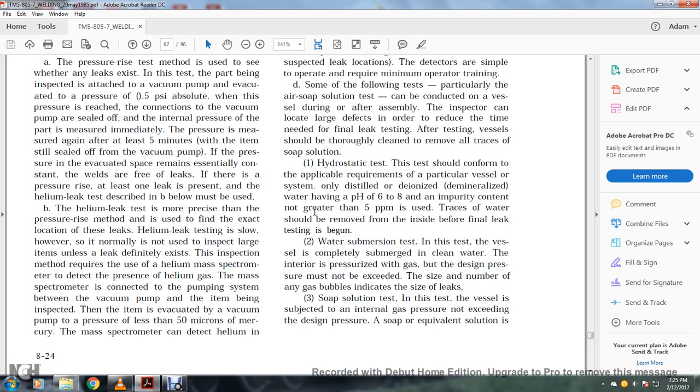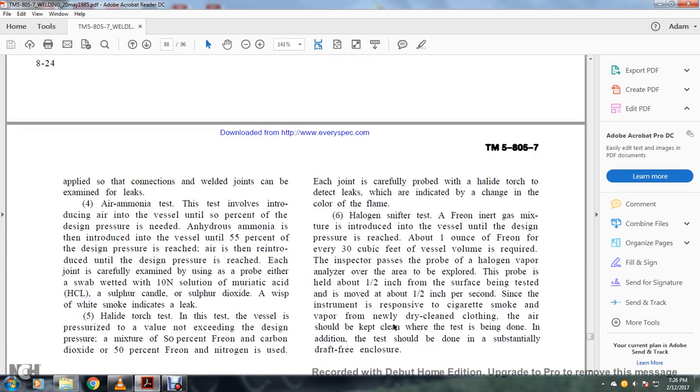Water submersion test. The vessel is completely submerged in clean water, and the interior is pressurized with gas, but the design pressure must not be exceeded. The size and number of any gas bubbles indicate the size of the leaks. Soap solution test. In this test, the vessel is subjected to internal gas pressure not exceeding the design pressure, and soap or an equivalent solution is applied so that the welding joints and connections can be examined for leaks.